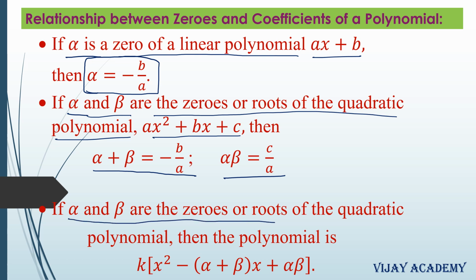So if you want to form a quadratic polynomial using the zeros of the polynomial, if alpha and beta are the zeros of a quadratic polynomial, then the polynomial can be formed as k times x square minus alpha plus beta times x plus alpha into beta, where k is a constant. That means for a particular pair of zeros, an infinite number of quadratic polynomials can exist. That means infinite quadratic polynomials can have a particular pair of zeros, where k is a constant.